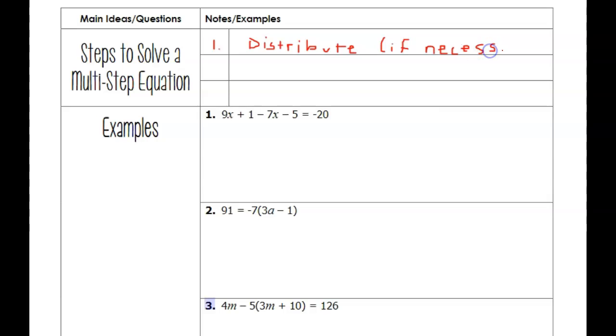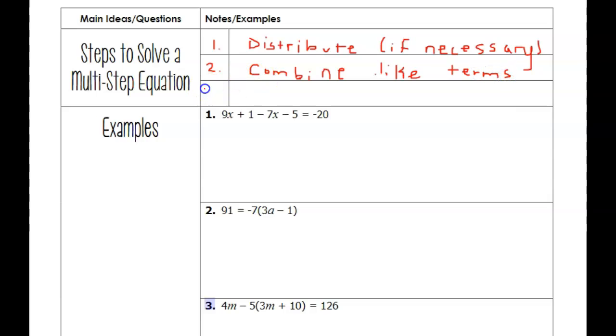The next step that we need to do before we even start solving is we need to combine all like terms. We want to make this as simple as possible, and making it simple is simplifying it or combining like terms, right? We learned how to do that. Terms that are the same, same variable, same exponent.